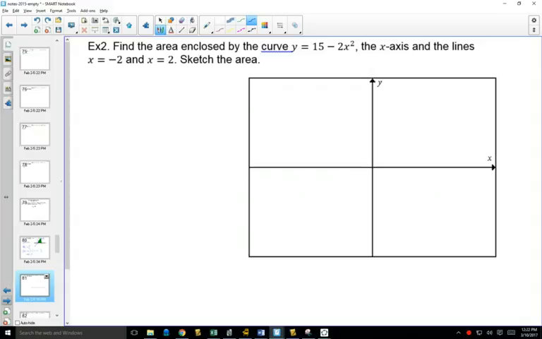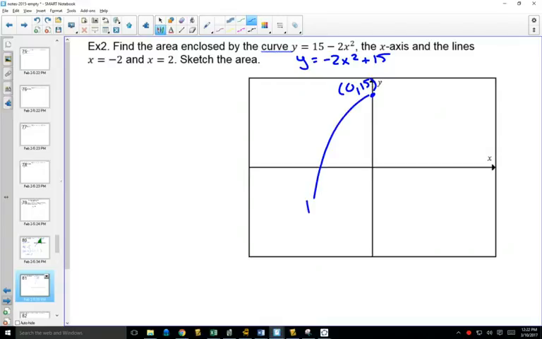Find the area enclosed by the curve y equals 15 minus 2x squared, the x-axis, and the lines x equals negative 2 and x equals 2. First of all, what does 15 minus 2x squared look like? Tell me some things about it. It's going to be a concave down parabola. Do you know where the vertex is? (0, 15). If you wrote it like this, it might be easier to see that. And we know that it's going down.